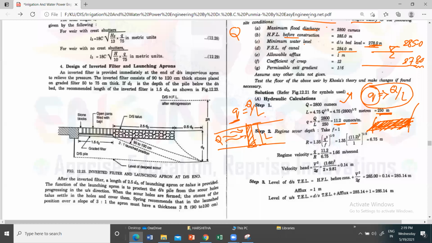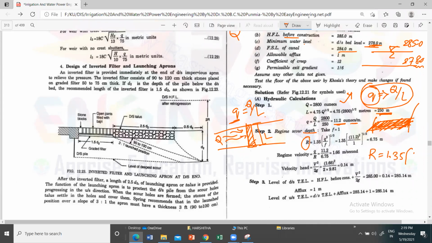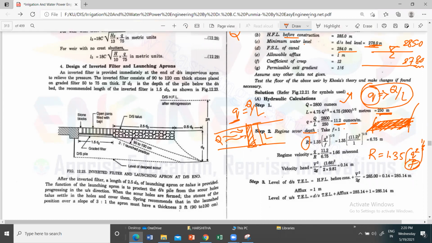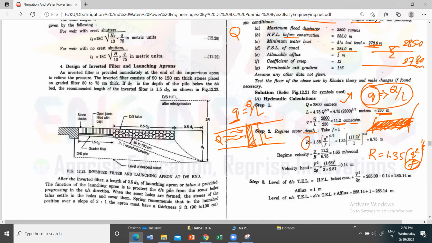After that, we need to calculate Lacey's scour depth, capital R. The formula is R equal to 1.35 times q squared by f, whole to the power of 1 by 3. Taking the frictional factor f equal to 1 and q equal to 11.2 cumecs per meter, substituting, we get the scour depth as 6.75 meters.